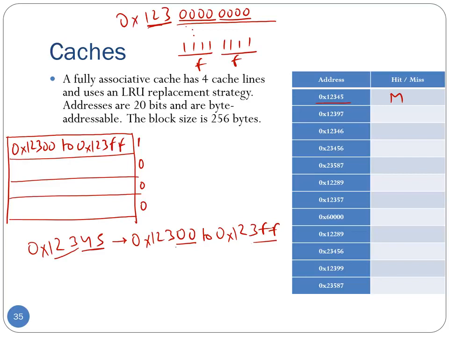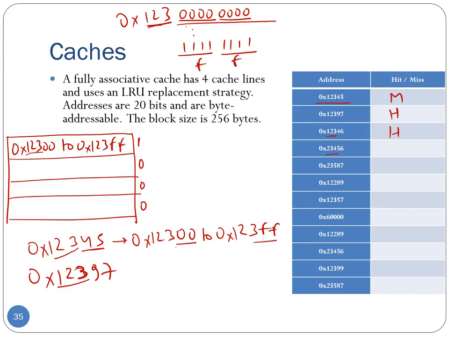Now the next address is hexadecimal 12397. Is this going to be a hit or a miss? Notice that hexadecimal 123, we just search for the tag in the cache, right? This tag is present in the cache. Everything with this tag is already present in the cache, so this is going to be a hit. Similarly, the next address is hexadecimal 12346. Once again it has the same tag, so this is also going to be a hit.